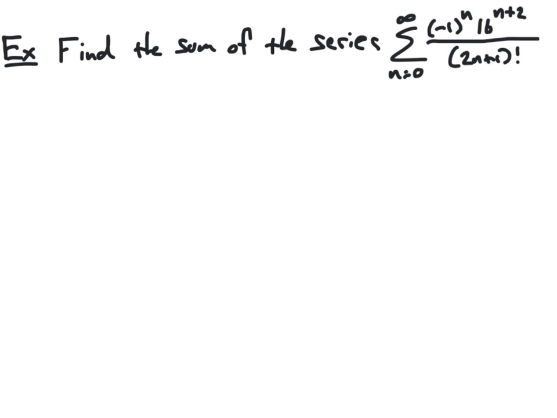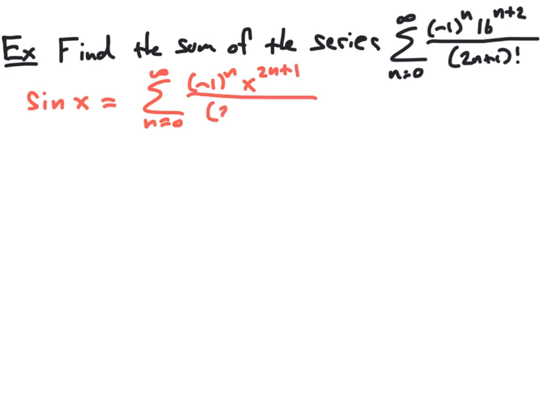Since the denominator of our term is 2n plus 1 factorial, this makes us think that we want to use the Maclaurin series for sine of x, which we know is the sum from n equals 0 to infinity, negative 1 to the n, x to the 2n plus 1 over 2n plus 1 factorial.